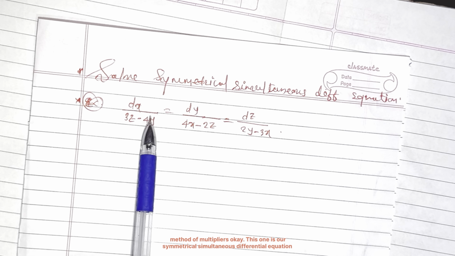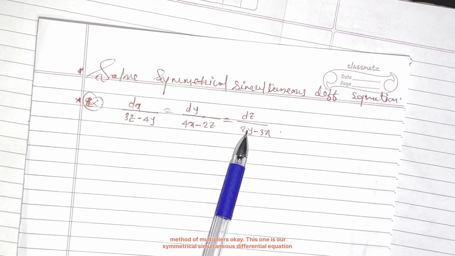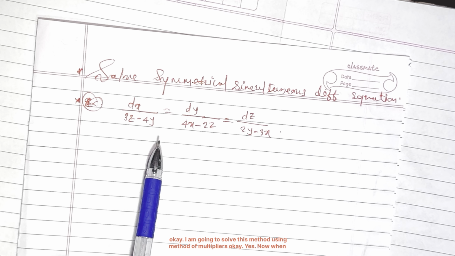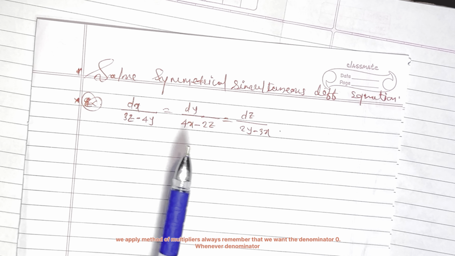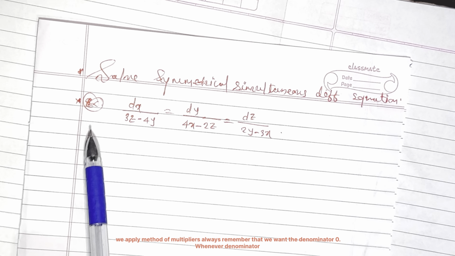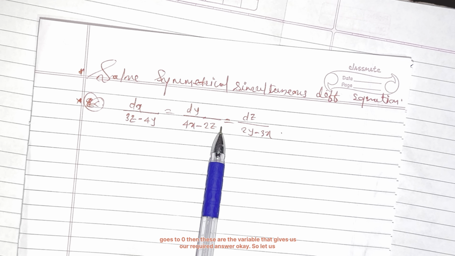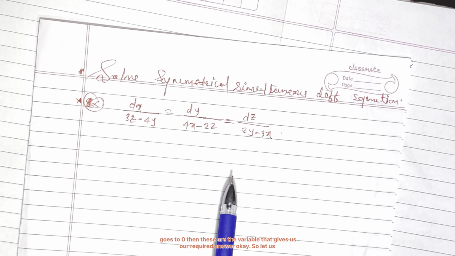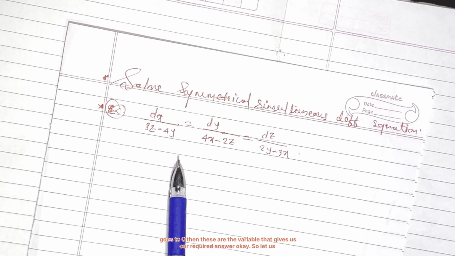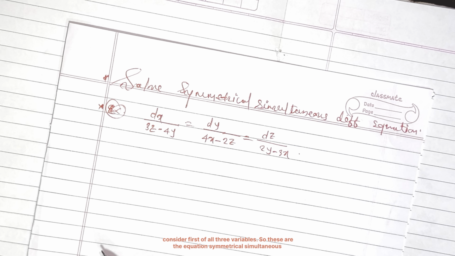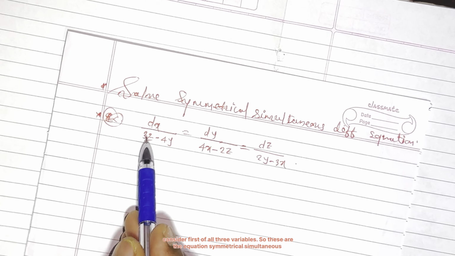This one is our symmetrical simultaneous differential equation. I'm going to solve it using the method of multipliers. When we apply the method of multipliers, always remember that we want the denominator to be 0. Whenever the denominator goes to 0, those are the variables that give us our required answer. So let's first consider three variables.